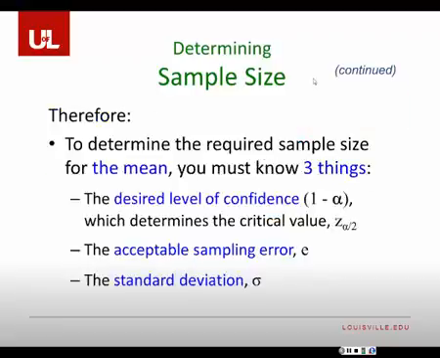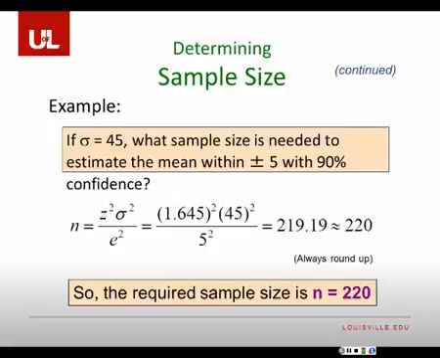Alright, so to determine the sample size for the mean, you must know three things: the desired level of confidence, the acceptable sampling error, and the standard deviation. As long as you have those three things, you're good. So here's one example. If sigma is equal to 45, what sample size is needed so that the estimated mean is plus or minus 5 with a 90% confidence interval? So we're saying here that E is equal to 5.